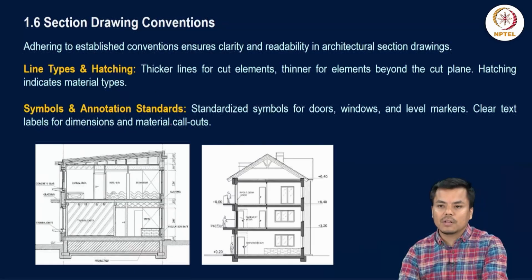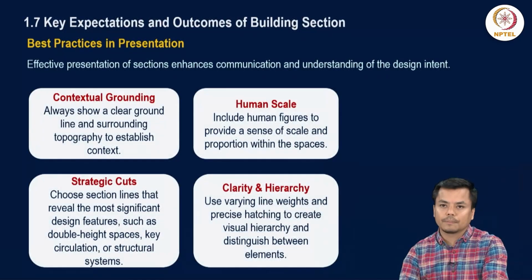Hatching indicates material type. So for slab and beam, we will follow a specific hatching, so that can be showcased. Symbols and annotation standards: standardized symbols for door, window and level markers have to be shown. The levels have to be mentioned. Clear height of the spaces has to be mentioned. The total height of the structure has to be showcased in your section, and how the foundation is being designed for the structure, that also has to be showcased in your section drawing.